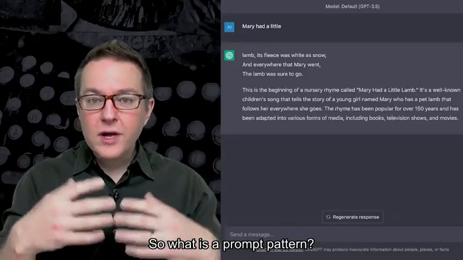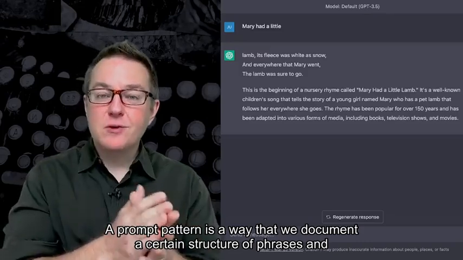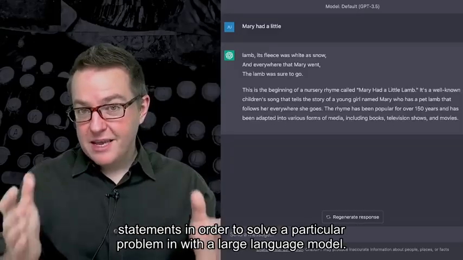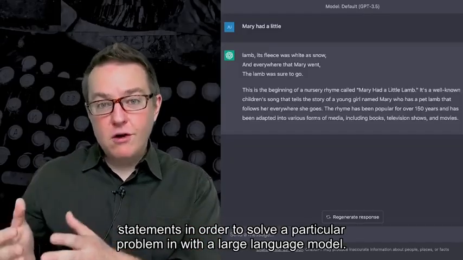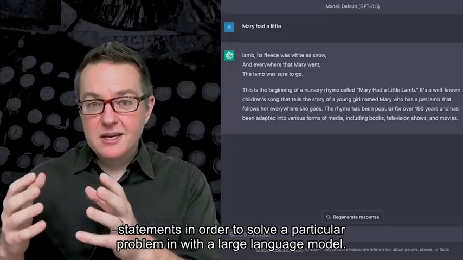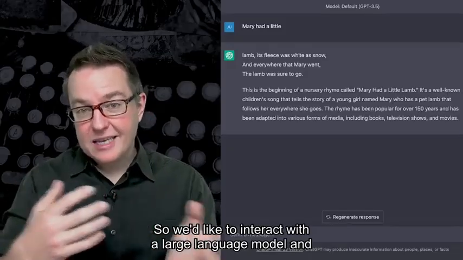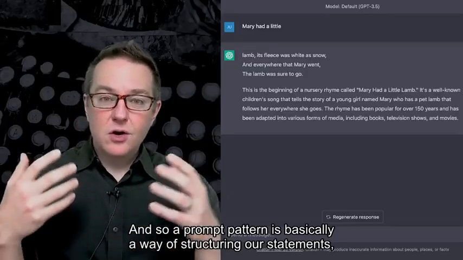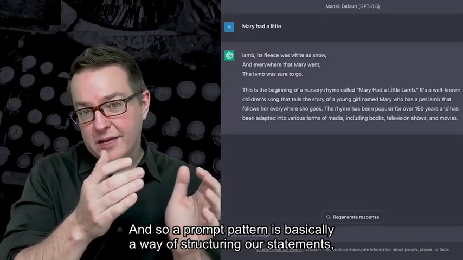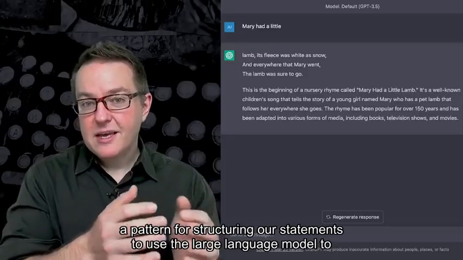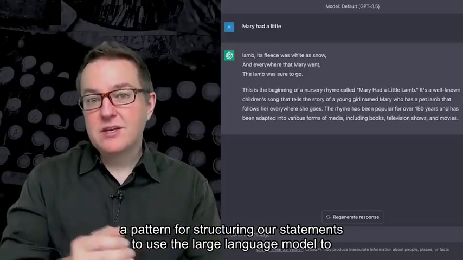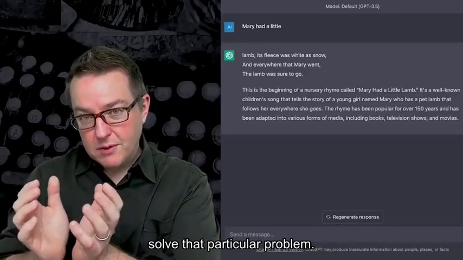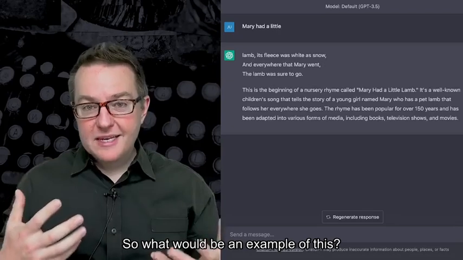So what is a prompt pattern? A prompt pattern is a way that we document a certain structure of phrases and statements in order to solve a particular problem with a large language model. So we'd like to interact with the large language model, and we'd like to solve a particular problem. And so a prompt pattern is basically a pattern for structuring our statements to use the large language model to solve that particular problem.